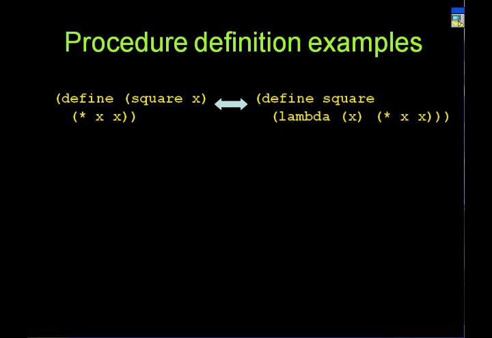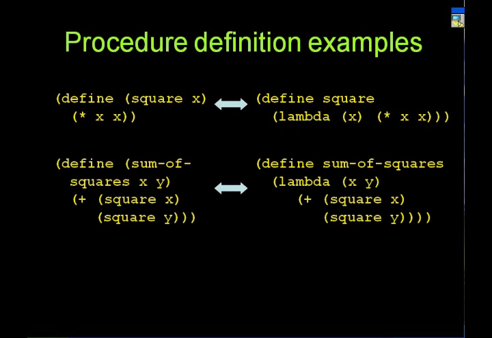Okay. And like I say again, the interpreter will see you type in the left side, the interpreter will look at the left side and automatically interpret it as the right side. This may not make sense yet, but after a while you figure this out. So just for now, you just understand that this is true. The sum of squares, same thing. Define sum of squares xy is the same as defining sum of squares lambda xy then plus whatever.